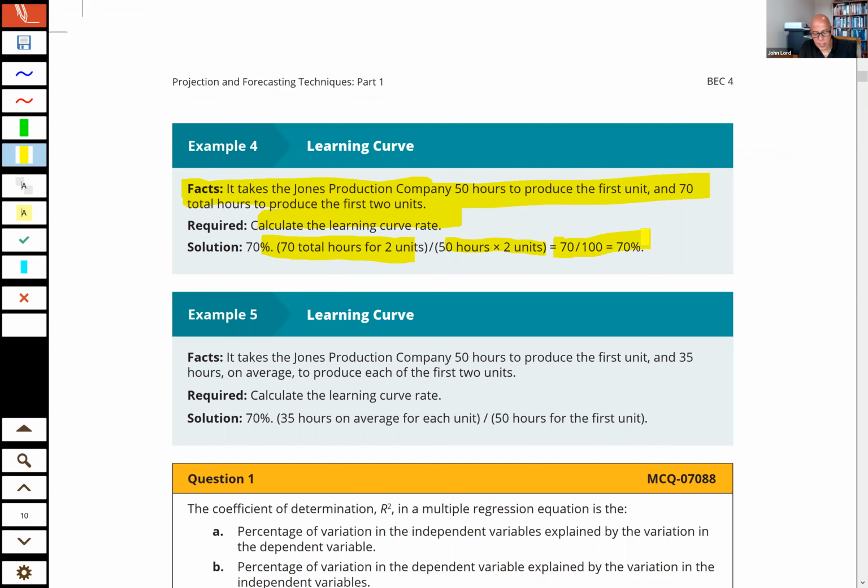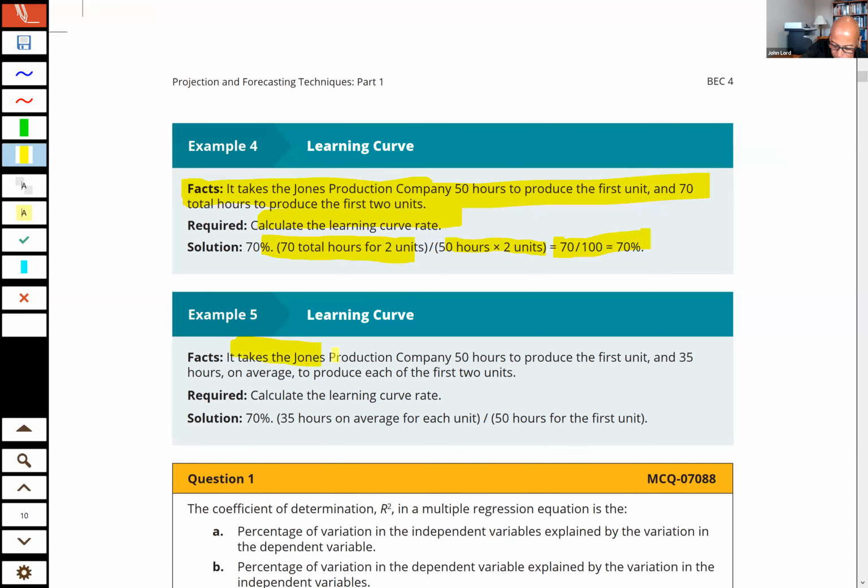So when you're trying to calculate the learning curve, what goes in the denominator is what? What would it take us to produce a unit if there was no learning curve effect? If we just took the same amount of time on the first one versus the second one, versus in the numerator, the total amount of time that it's going to take, that they've told us, to produce the 2.